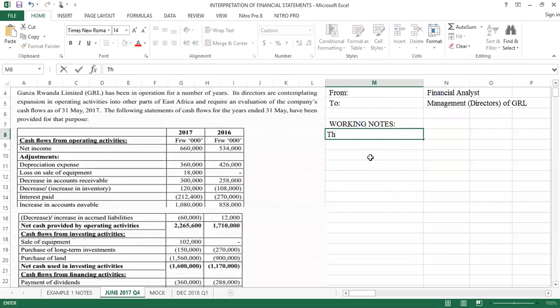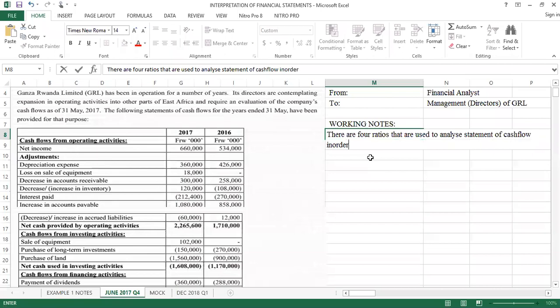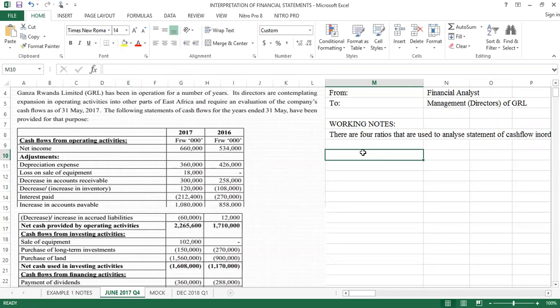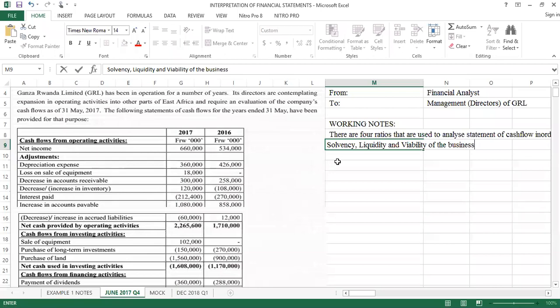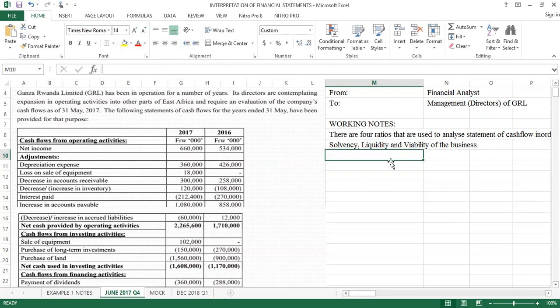We can say there are four ratios that are used to measure or to analyze the statement of cash flow in order to measure solvency, liquidity and viability of the business. So we start with number one. What is number one? Current liability coverage ratio.